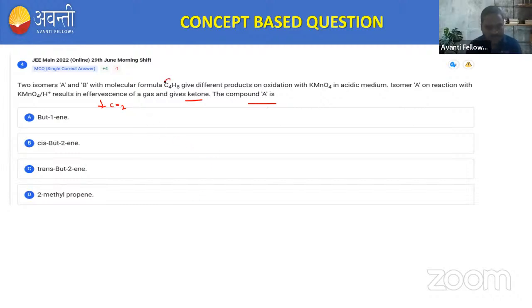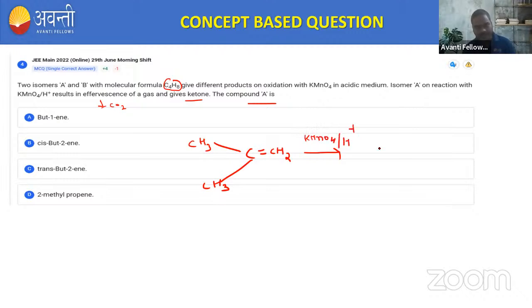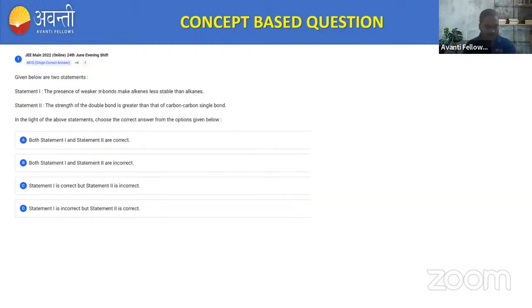So we have C4H8 only. We have CH3, C, again CH3, double bond CH2. This is 2-methyl propene. When this 2-methyl propene is treated with KMnO4 in acidic medium, it will form CH3, C double bond O, CH3, as well as CO2. So which of the following compounds is correct? It is 2-methyl propene, because whenever 2-methyl propene is treated with KMnO4 in acidic medium, it will release CO2 gas, so formation of ketone plus CO2 gas takes place. Okay, let's move to the next question.